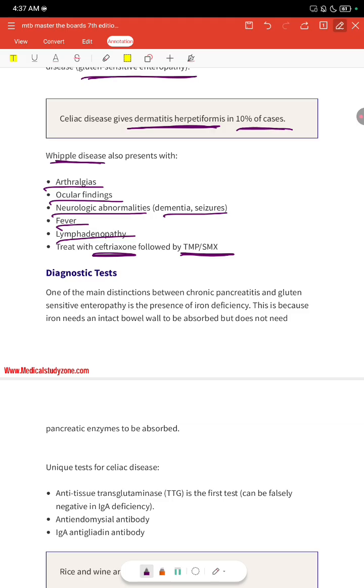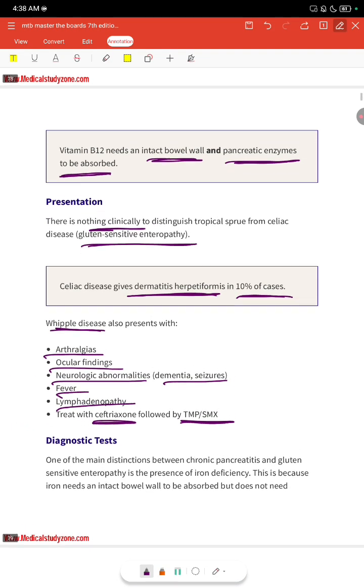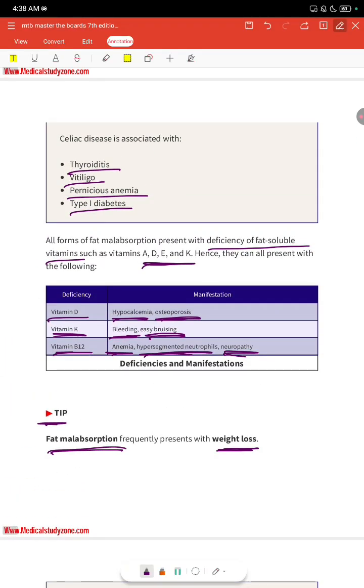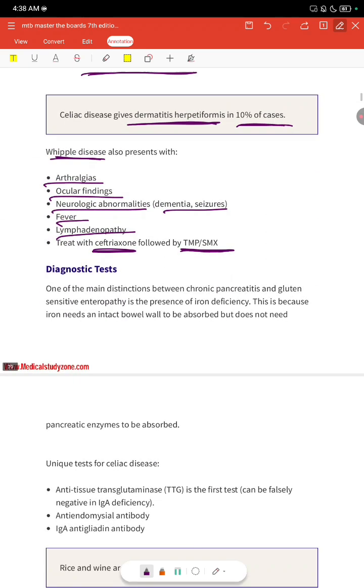So the celiac disease association is with thyroiditis, vitiligo, pernicious anemia, type 1 diabetes, while Whipple disease can also present with arthralgias, ocular findings, neurologic abnormalities, fever, lymphadenopathy. Treat with ceftriaxone followed by TMP-SMX.